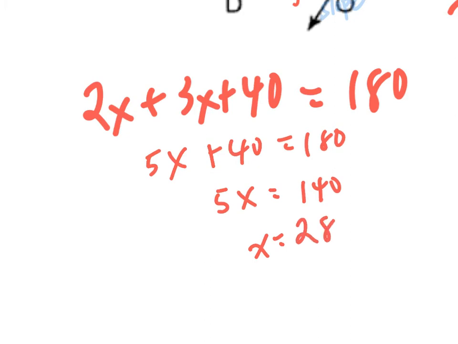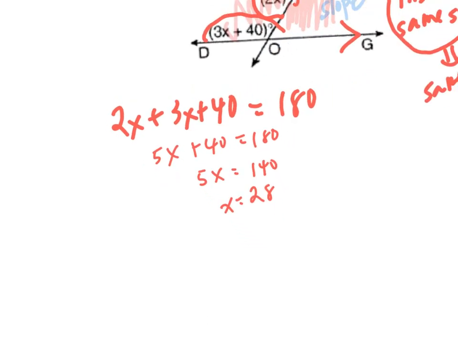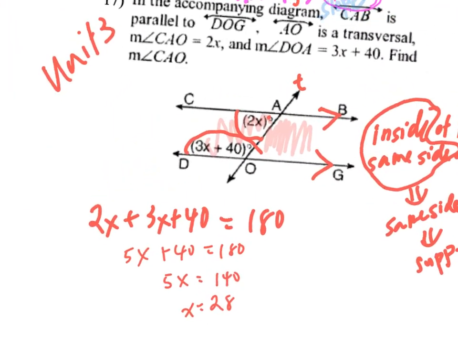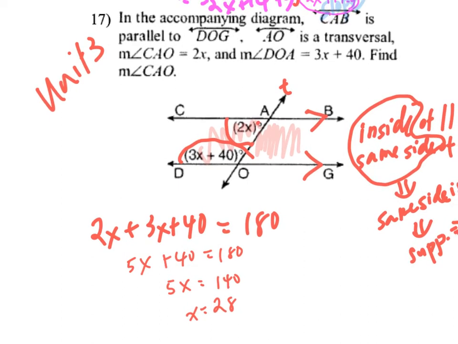Is that right? Yep, that looks right to me. So x does equal 28. Whoops. So we just solved for x. It doesn't seem like we're actually done though, because when we look back at the problem, it's saying to find the measure of angle CAO, and I know that CAO is represented by this angle here that has a measure of 2x.